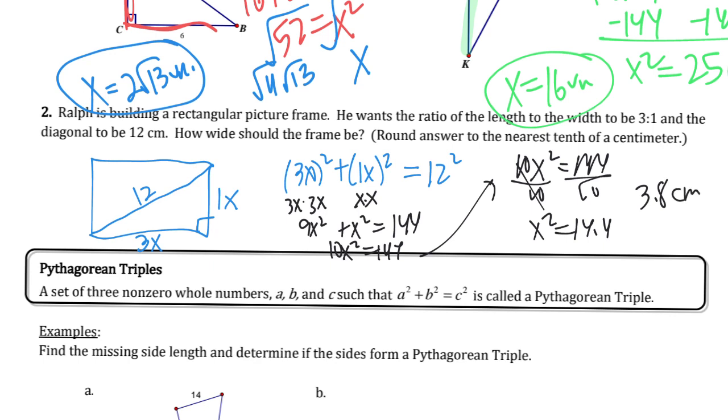And that's going to be centimeters. So if you go back over here, 1 times 3.8, if x is 3.8, this will be 3.8 centimeters on this side. And if you do 3.8 times 3, you're going to get 11.4 centimeters on this side. So that's what this frame will look like. All right, I'm going to pause a second.